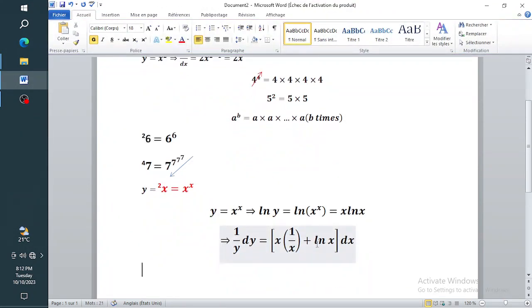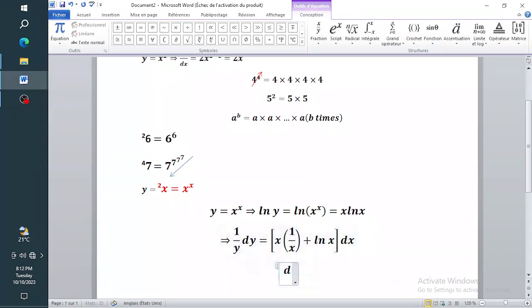Okay, now the objective is to find dy by dx. So I'll just divide both sides by dx, and I multiply all through by y. I will get y times all of this. Remember that this x here divided by x will give you 1 plus ln x. That is it. Okay, but what is y? Our y is x to the power x, so it becomes x to the power x into 1 plus ln x.